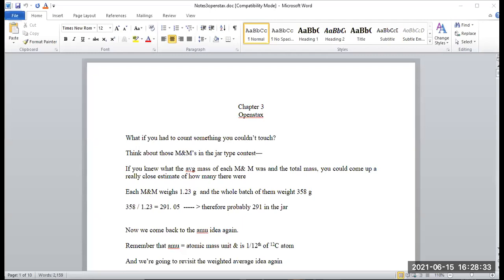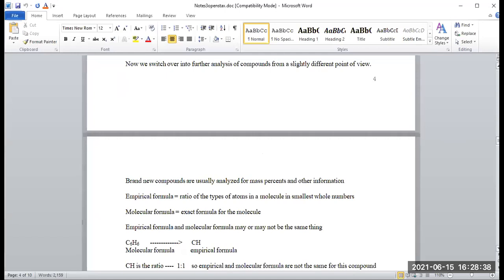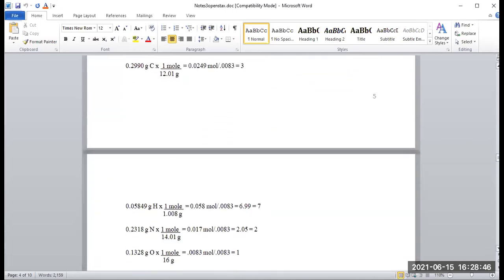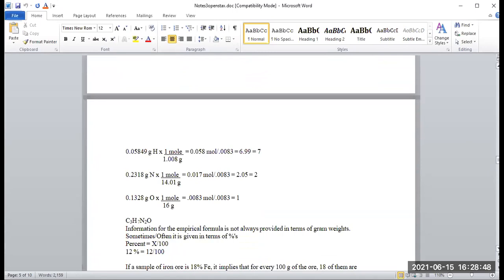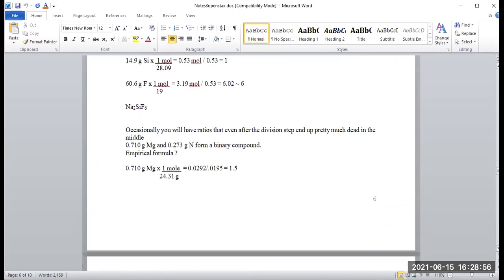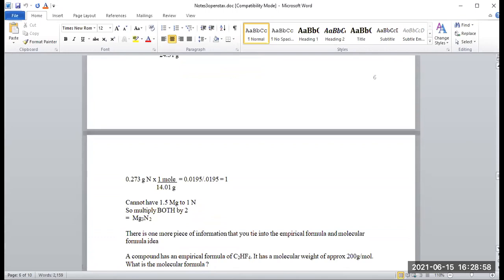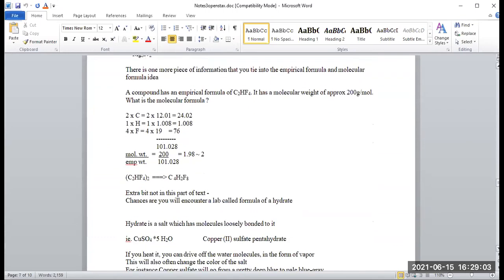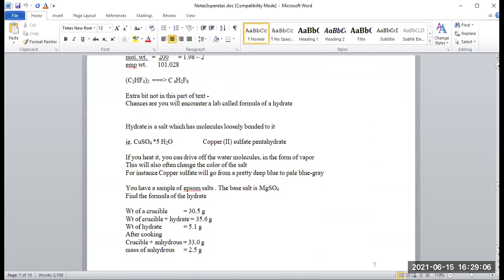All right. We were about 2/3 of the way through this chapter. We spent some time talking about empirical and molecular formulas. We talked a little bit about percent by mass. And then I think the last thing I did was the hydrate information, in part because that is the lab that is occurring this week.